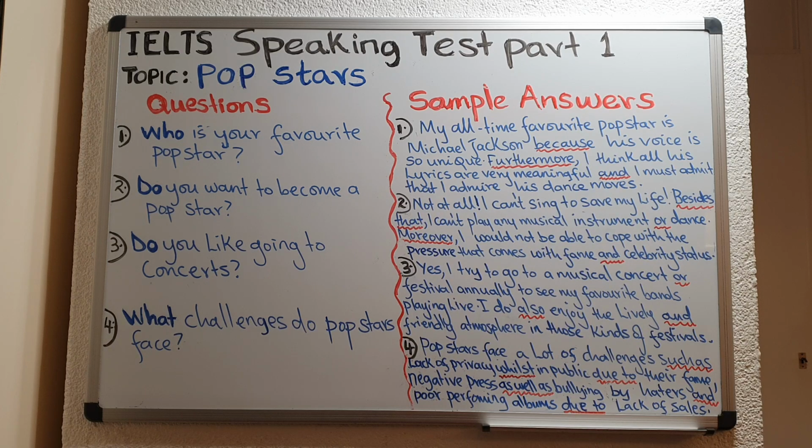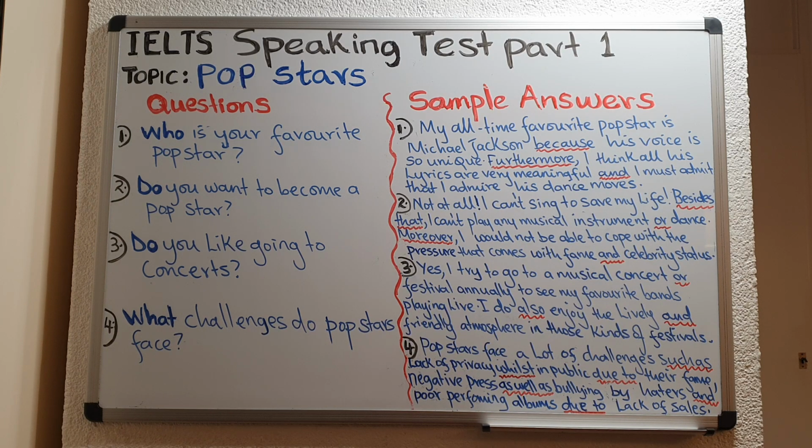And the fourth reason is they have to deal with poor performing albums. So when they release albums and those albums do not sell, then they have a problem. It can be very challenging. When they write music or when they release an album and it's not received very well by their fans, then they don't sell the albums, and that can be very challenging.